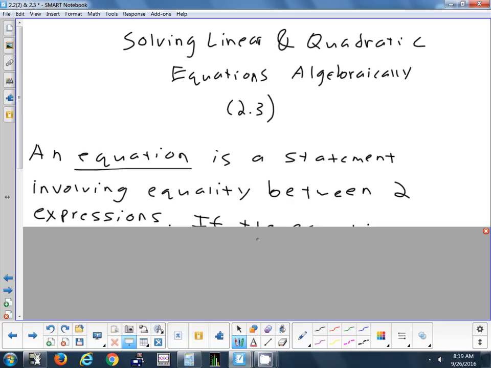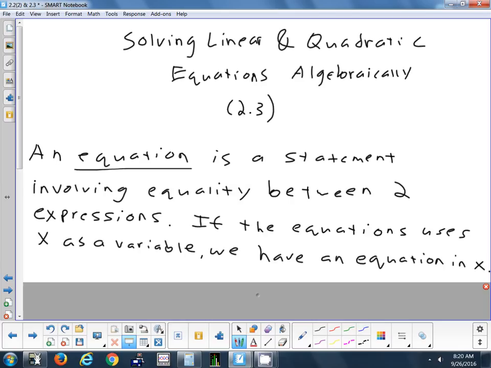Okay, 2 equals 4. That's an equation. That type of equation is a contradiction. It's not true, but it is an equation. 5 equals 5. Okay, that's also an equation. That's an identity. Okay, it's always true.